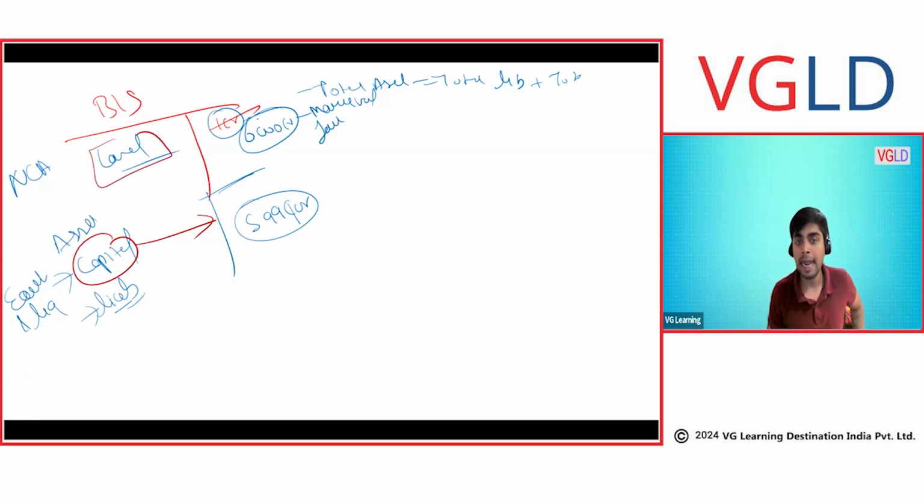So land increased by 6,000 crore and capital increased correspondingly. How? Let me tell you. I showed you one accounting equation: assets increase due to capital increase, profit increase.